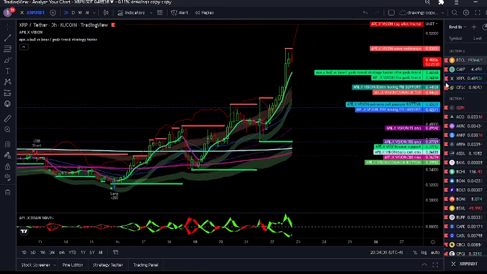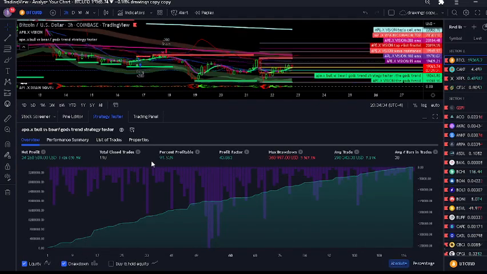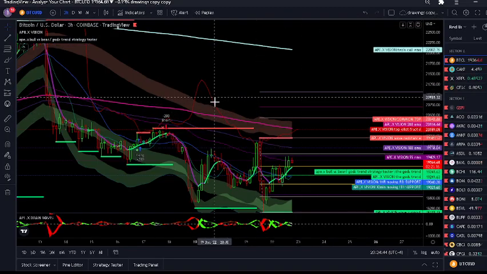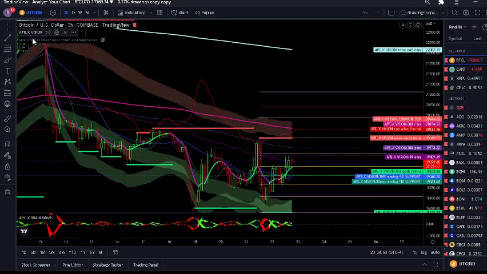Let's go switch over to Bitcoin. Strategy tester, let's pull that up, 91% accurate, making a pretty decent amount of money. So anyway, we're just going to go ahead and close that out for a little bit and go over Vision.